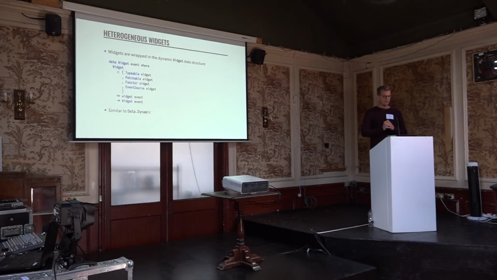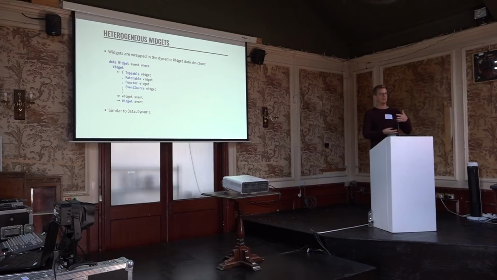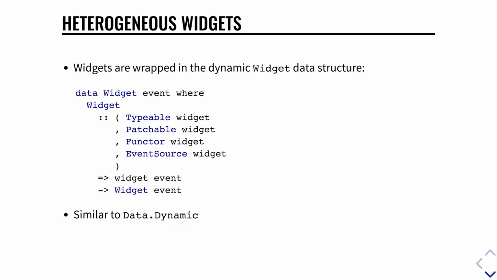Another very important thing is the ability to have different types of widgets contained in another widget. If all these widgets had different types, we couldn't really compose them as children together. So we need this wrapper around widgets. This is very similar to a thing in Data.Dynamic, called Dynamic, but it carries additional constraints that we need in this framework for it to work.